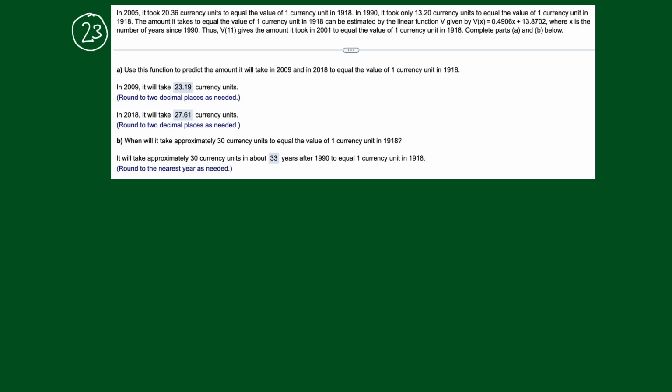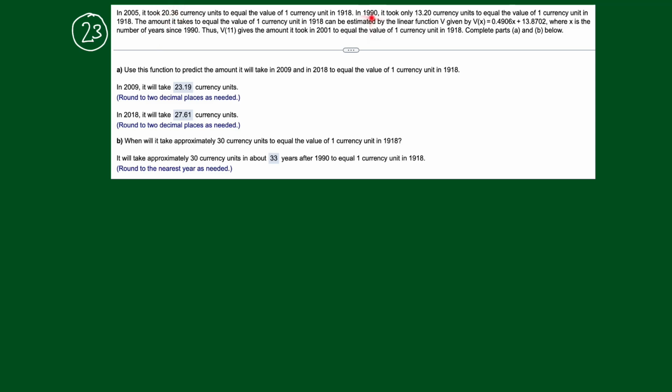All right, so what do we have here? Back in 2005, it took 20.36 currency units. Just think dollars. So in 2005, it took $20.36 to equal $1 back in 1918. So in 1918, a dollar was a dollar. That same dollar in 2005 was $20.36. So in 1918, if you bought something for a dollar, in 2005, it would cost you $20.36.